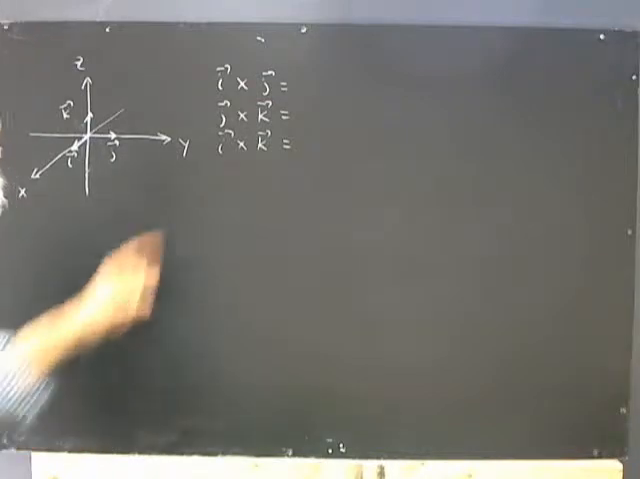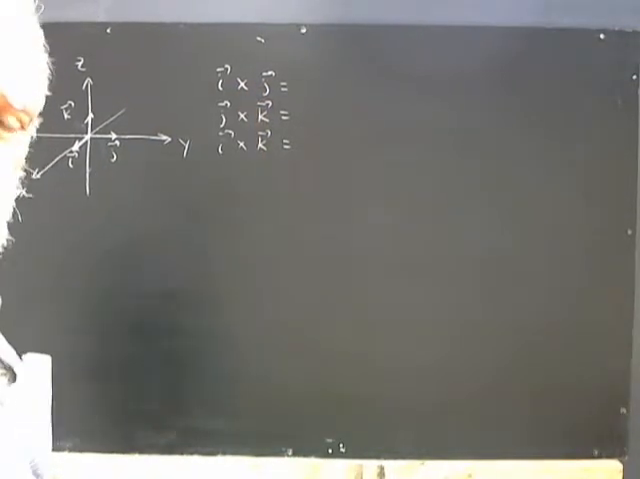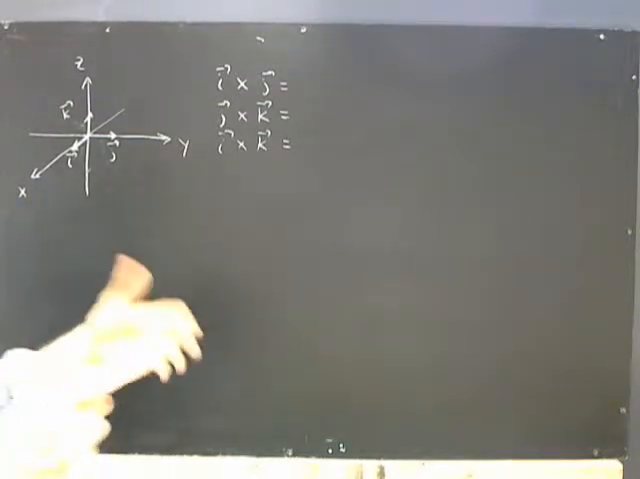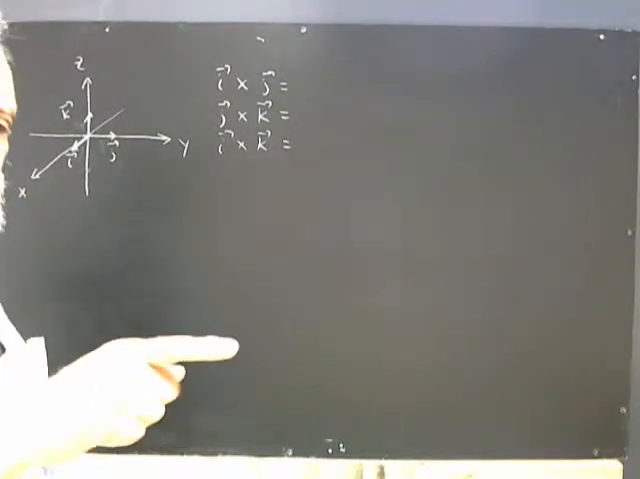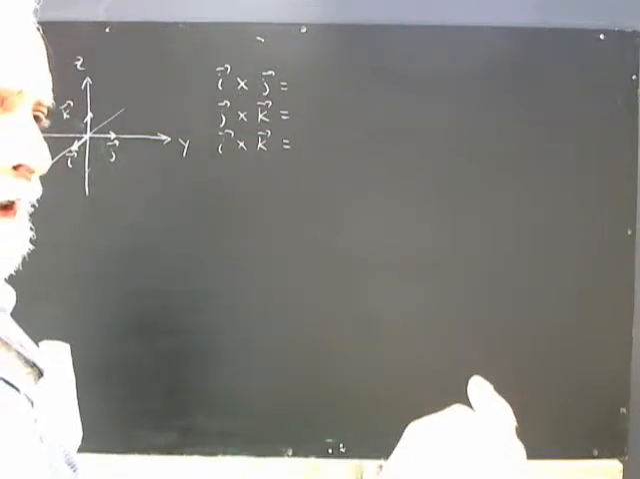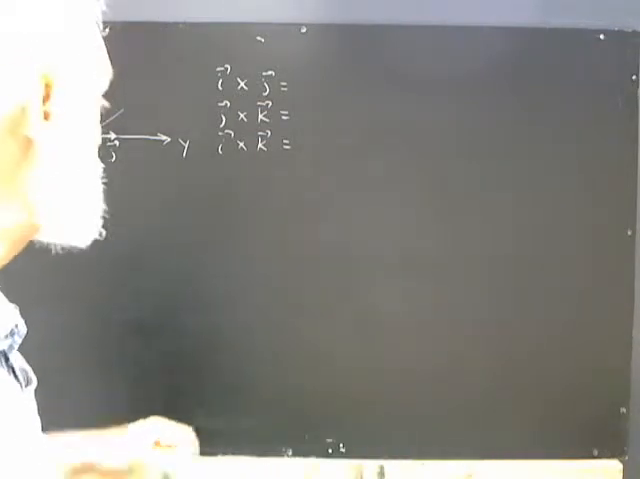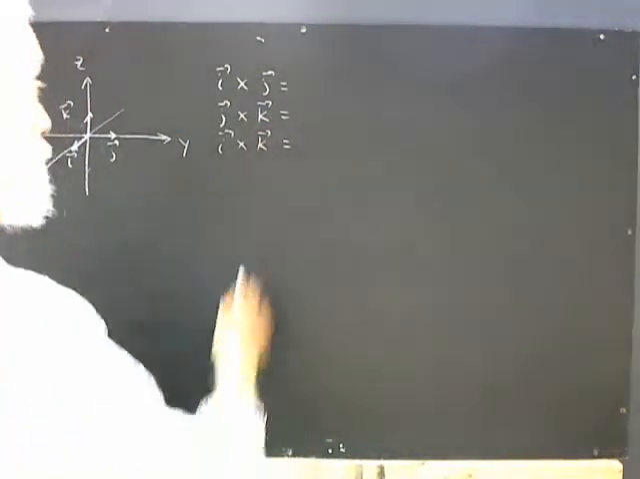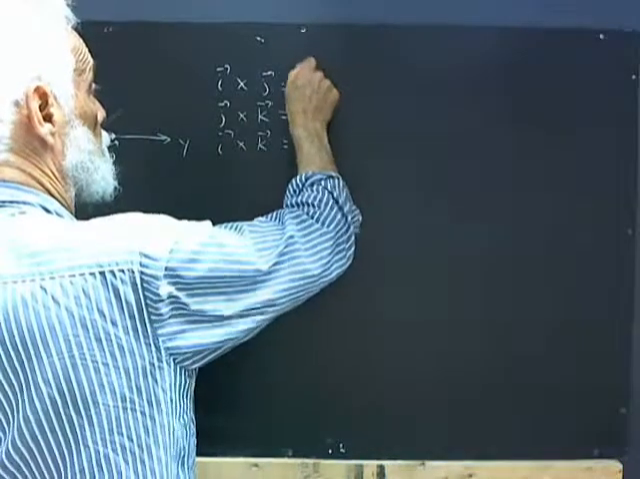Okay, i cross j. Well, we've just seen that if we apply a force at a positive position in the x direction and apply a positive force in the y direction, we get a positive torque that's in the k direction. So i cross j is going to equal k.